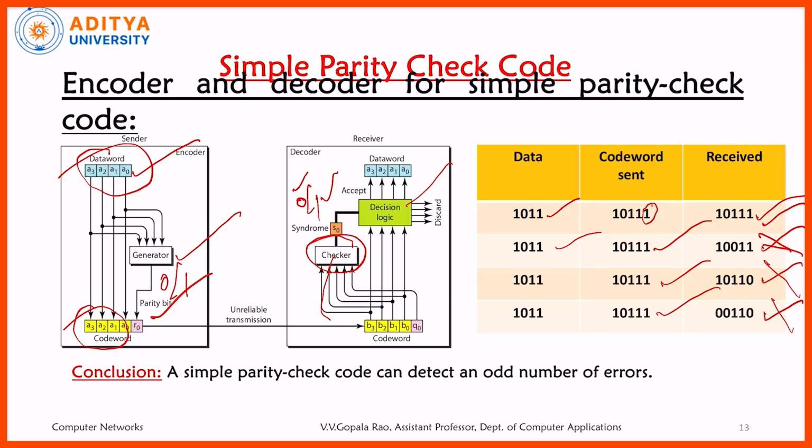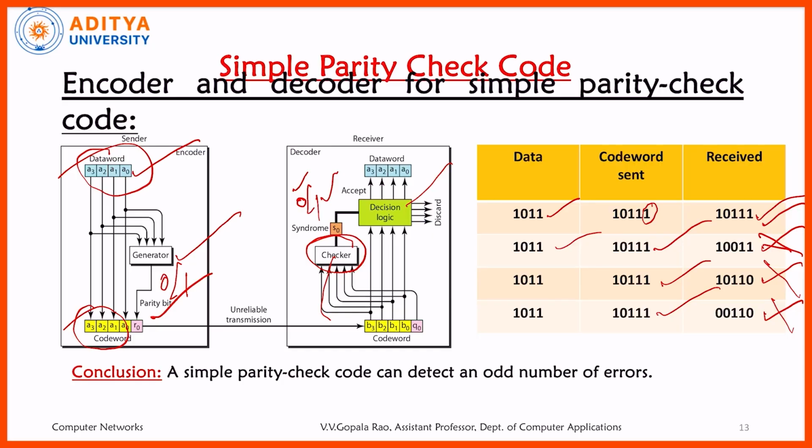That is why the simple parity check is a process of checking whether errors have occurred or not, but only to a certain extent. That is the conclusion I am going to state. The simple parity check code can detect an odd number of errors. Suppose during transmission the code word is changed in an even number of positions. Then you cannot identify whether an error occurred or not.